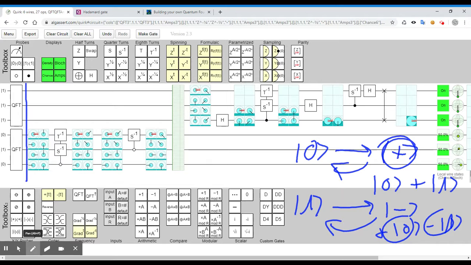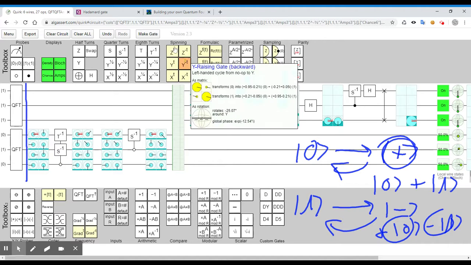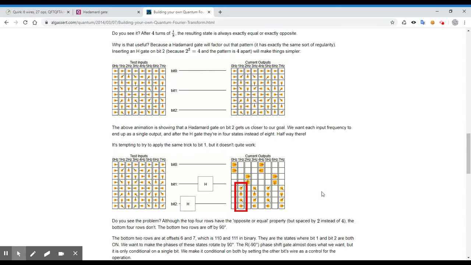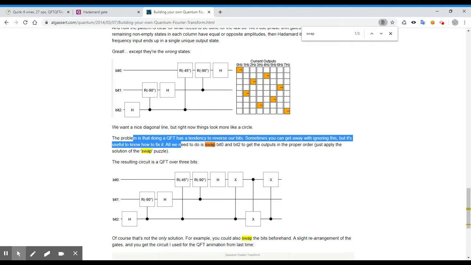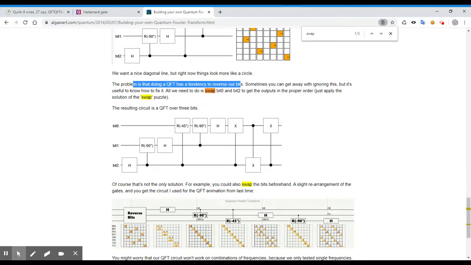This is what I want to refine in the next videos. The problem is that I think this behavior causes some of the bits to flip, in this case to get swapped. It's sort of a not undesired effect. The problem is that doing QFT has a tendency to reverse our qubits, exactly, and this is because of the Hadamards.